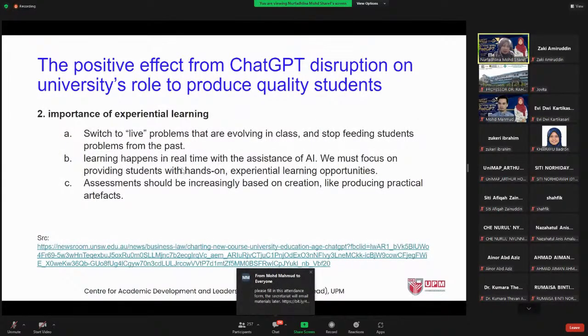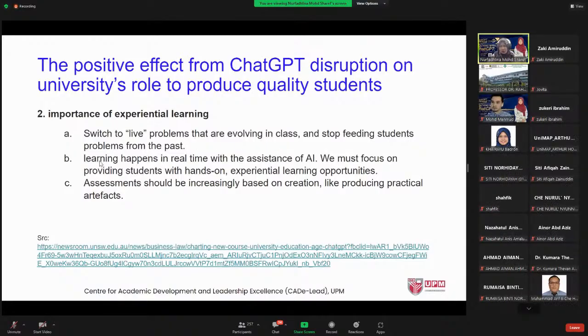Second advice, emphasize experiential learning. Switch to live problems that can be evolved and stop feeding students problems from the past. Let learning happen in real time. Provide the students with hands-on experiential learning opportunities, and assessments should be increasingly based on creation, like producing practical artifacts.